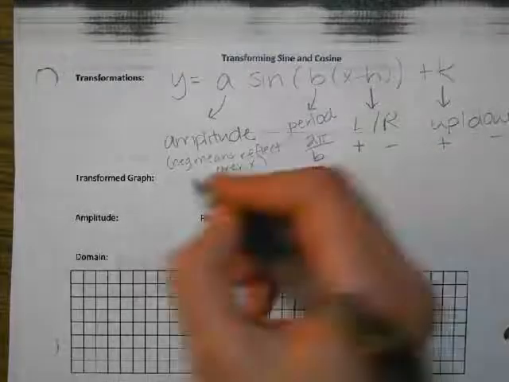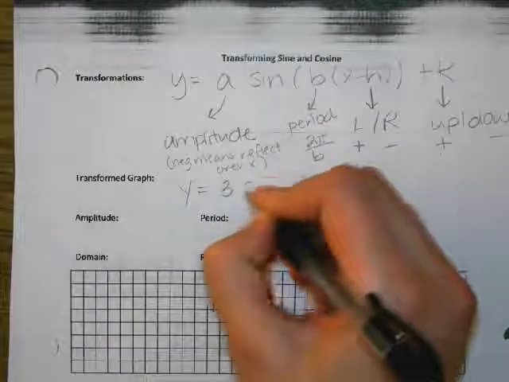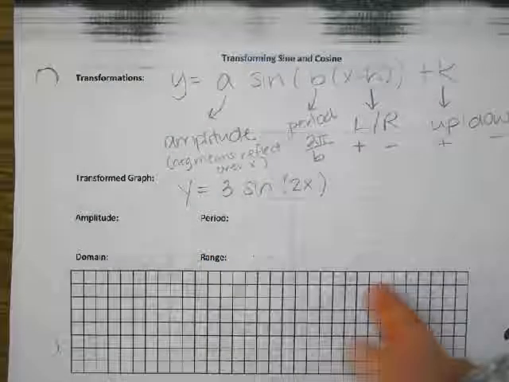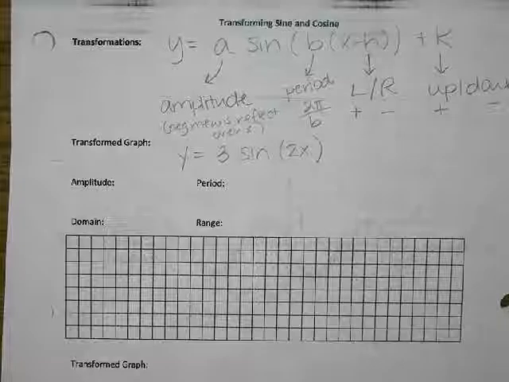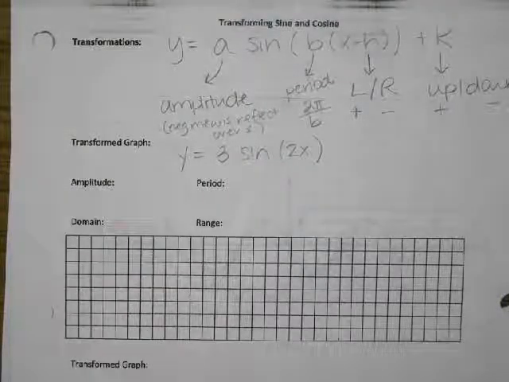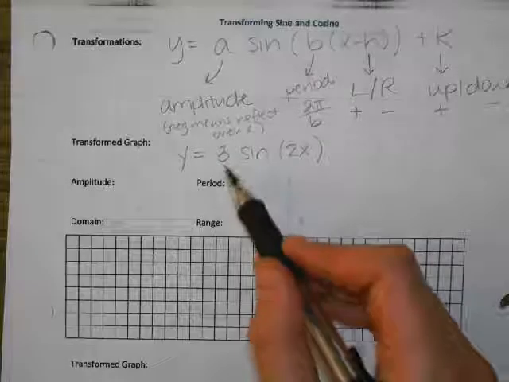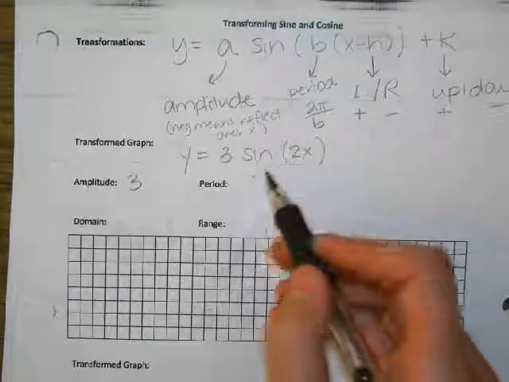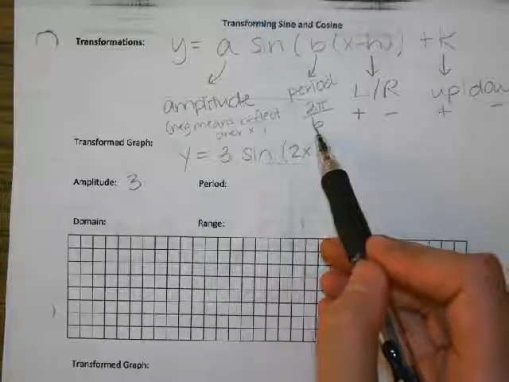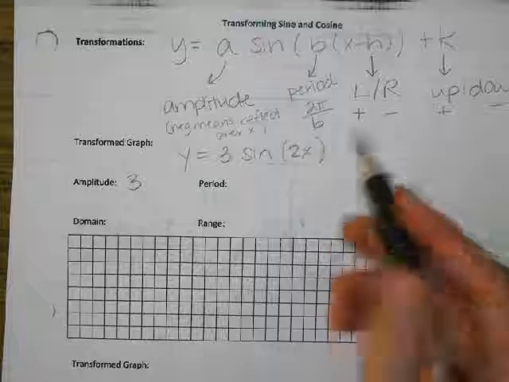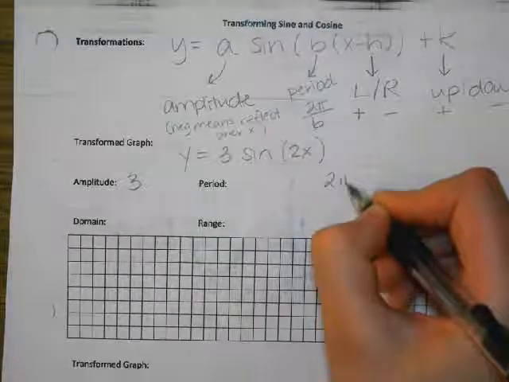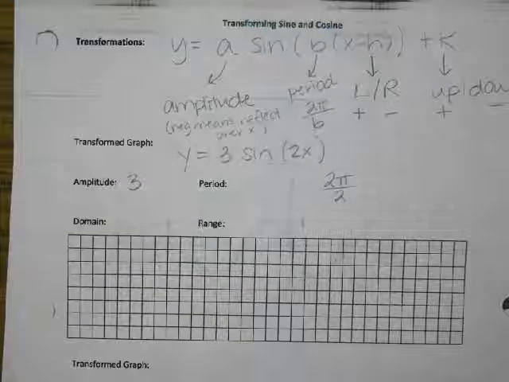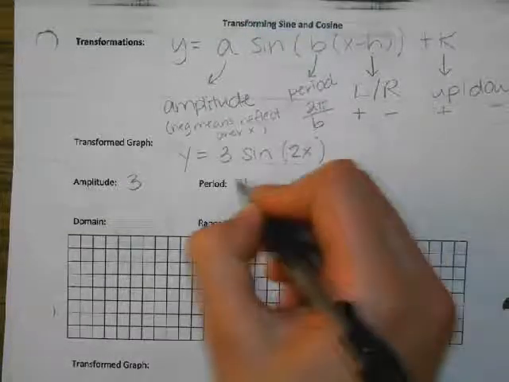Okay, so we are going to practice some of these. The first one that we're going to do is y equals 3 sine of 2x. So 3 sine of 2x. We're not going to worry about left or right or up or down shifts today. We're just going to do amplitude changes and period changes. So if I have a 3 in the front, what's the amplitude of this graph? 3. And the formula to find the period is 2 pi divided by b. And the b value that we have here is 2. So I'm going to say my period for my graph is 2 pi divided by 2, which is pi. So the period of this graph is going to be pi.